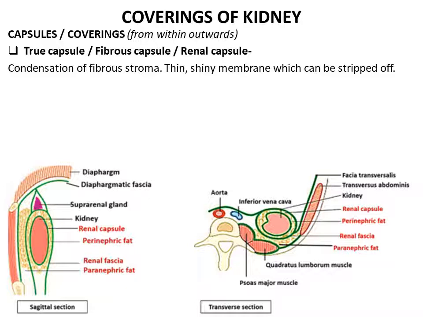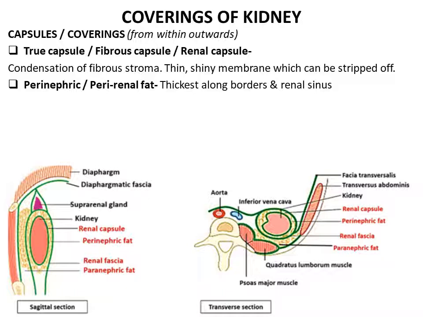It is formed by the condensation of the fibrous stroma of the kidneys. It is a thin shiny membrane which closely invests the kidney and the renal sinus. It is normally stripped off from the kidney surface easily. However, it may become adherent in certain renal conditions like chronic nephritis. Outer to the true capsule is a layer of fat known as the perinephric or the perirenal fat. This layer of adipose tissue is thickest along the borders and fills up the renal sinus.